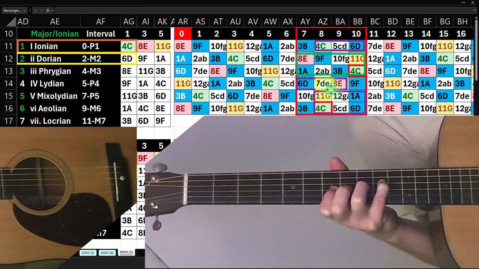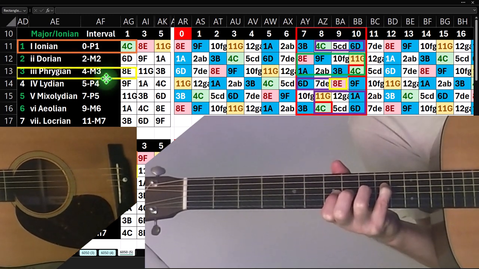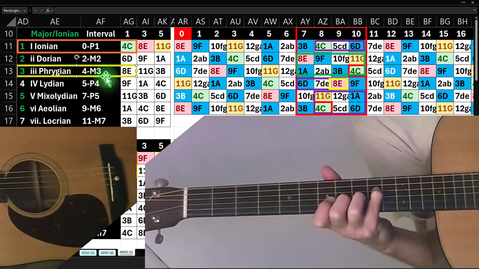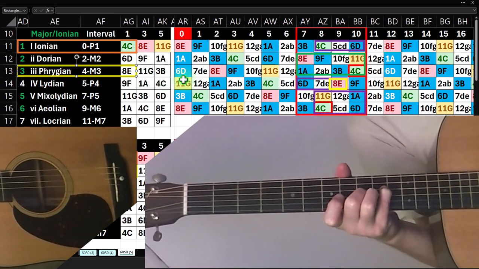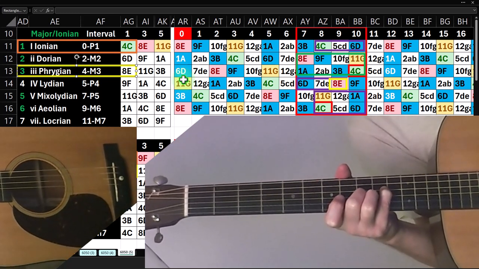All right, let's go to the next one. We're going to go to the third, and that's going to be here. Is that right? Yeah. So the third of the major scale, mode number 1, Ionian, is of course the 4-note away major third.